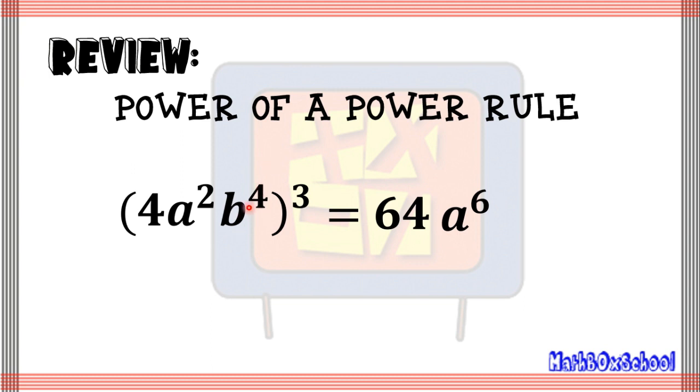Same with b to the 4th power. So i-multiply po natin yung 4 doon sa exponent na 3. 4 times 3, that is 12. So the answer will be b to the 12th power. So 4a squared b to the 4th power raised to 3 is equal to 64, a to the 6th power, b to the 12th power.